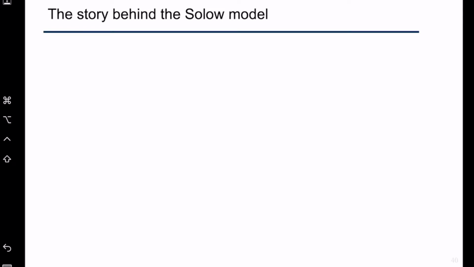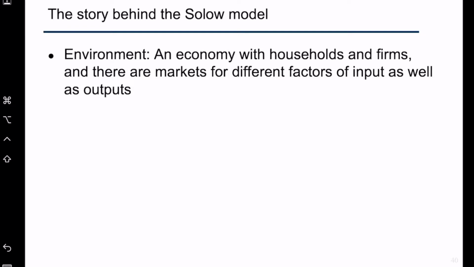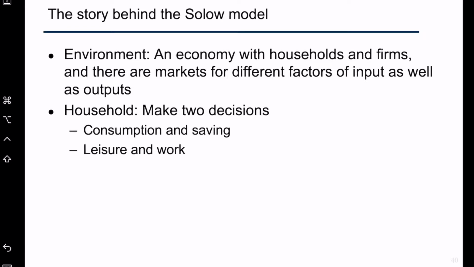The story behind most of the macro model includes the following components. We have an economy with household and firms, and then we have market for different factors of inputs as well as the output. And then we describe the household behavior. We say the household can make, for example, 2 decisions. The household can decide how much they want to consume and how much they want to save. And the household can also decide how much leisure they want to have and how many hours they want to work.